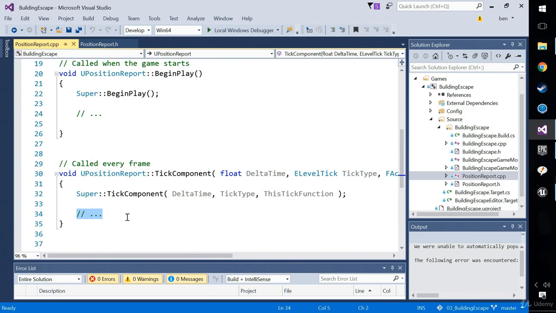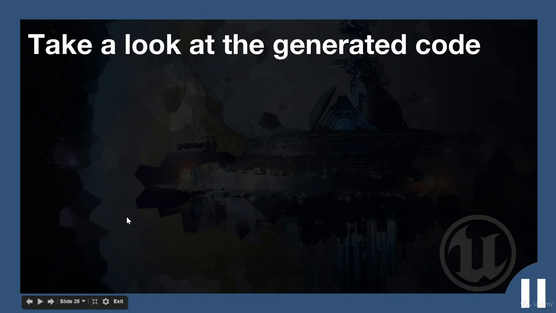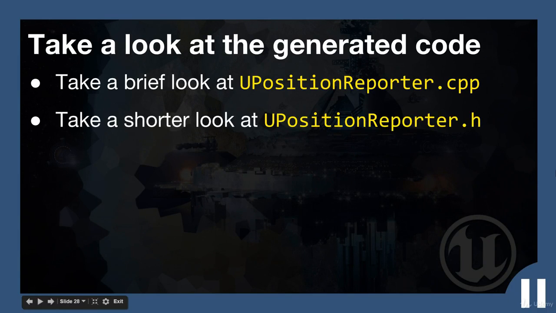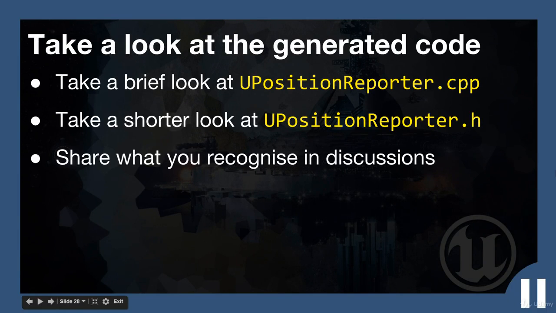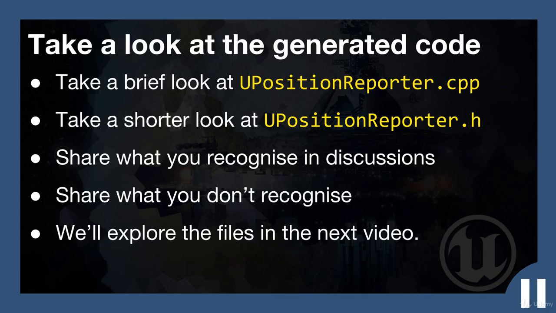So all I want you to do now, actually, is make sure that you have created your position report component, and then take a look at the generated code. Take a brief look at the CPP file, and take an even shorter look at the header file, but share what you recognize in the discussions. Maybe I recognize inheritance, or maybe you don't because you didn't grasp that, or maybe you recognize some methods or whatever. What do you recognize, and what do you not recognize in there that's really weird? And what we're going to do is explore the files in a moment in the rest of this video, and then a little bit more in the next video as well.